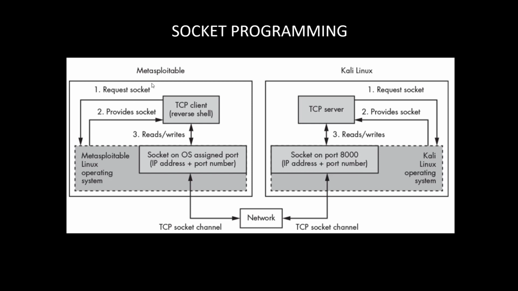And then on the Metasploitable side, we'll use a reverse shell, which, if you recall, is where the victim connects to the attacker. Normally, it's the attacker connecting to the victim, but this is the opposite. And with that reverse shell, we'll also do socket programming, and through that socket, the communication will go back and forth between Kali and Metasploitable.